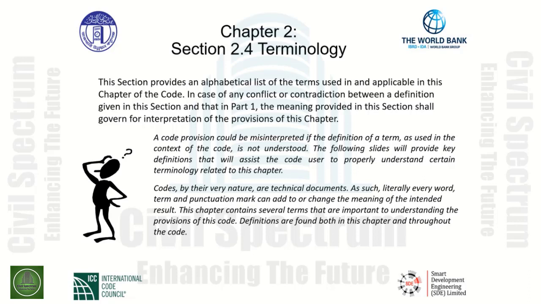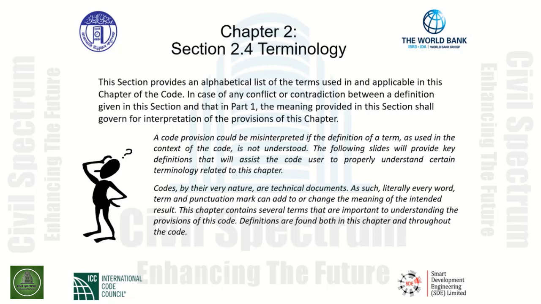In case of any conflict or contradiction between the definition given in this section and that in Part 1, the meaning provided in this section shall govern for interpretation of the provisions of this chapter. Now, a code provision could be misinterpreted if the definition of a term as used in the context of the code is not understood. This reinforces why we need to understand the terminology for air conditioning, heating, and ventilation systems.